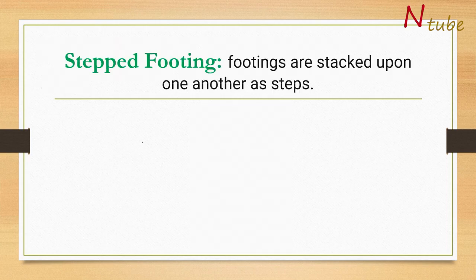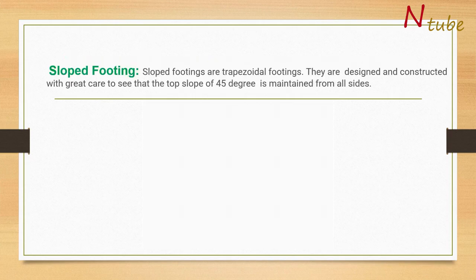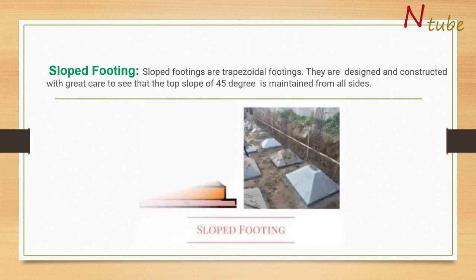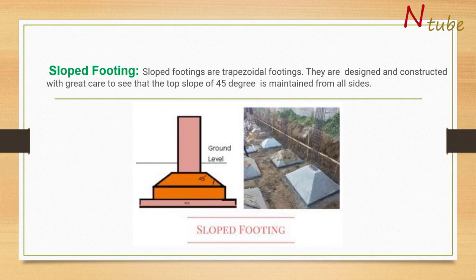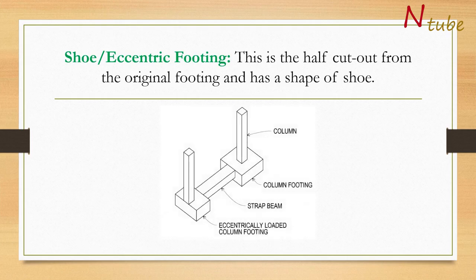Stepped footing. Footings are stacked upon one another as steps. Sloped footing. Sloped footings are trapezoidal footings. They are designed and constructed with great care to see that the top slope of 45 degrees is maintained from all sides. Shoe, or eccentric footing. This is the half cut out from the original footing and has the shape of a shoe.